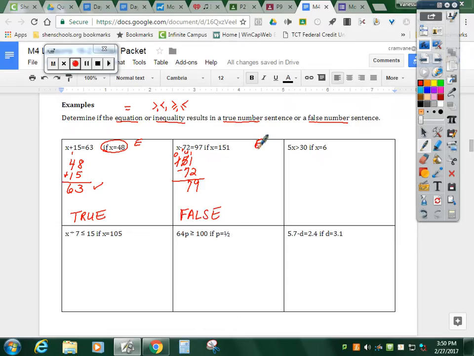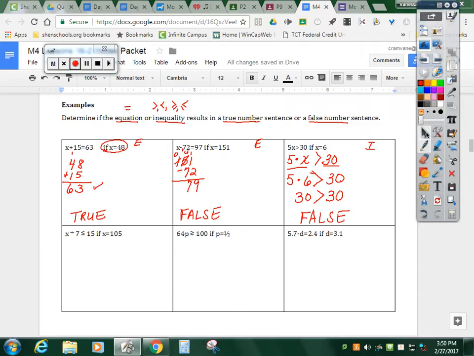The next one, I'm actually going to put a dot in between here to expand that, because some kids always forget that's 5 times x. 5 times x is greater than 30 if x equals 6. This is an inequality. It's not saying that this side is equal to this side. It's saying they're not going to be equal. Okay, so I'm going to substitute the 6 in for the x. And it says 5 times 6 is greater than 30. 5 times 6 is 30. So is 30 greater than 30? No. This is a false inequality.